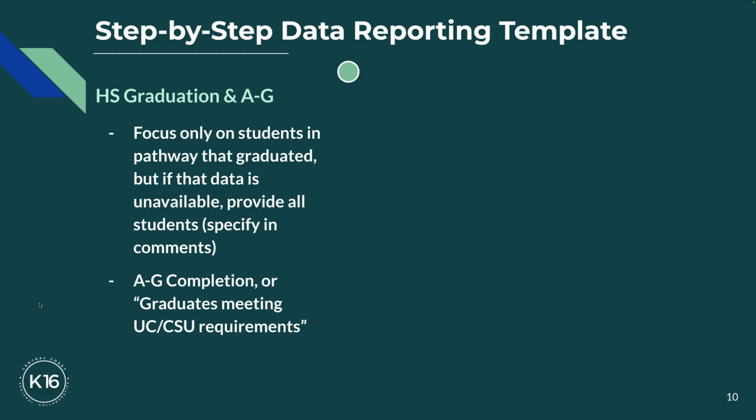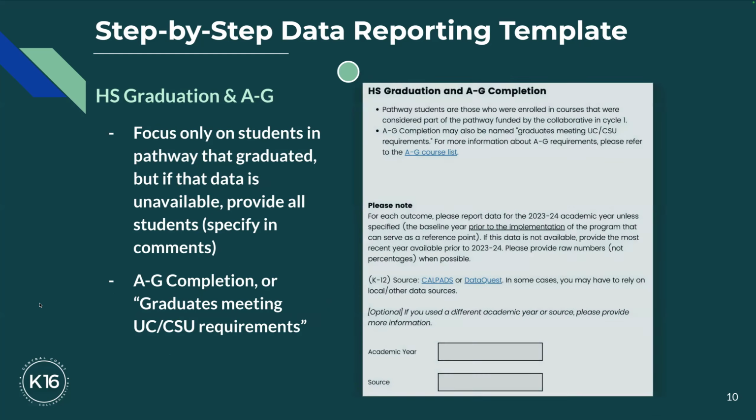This next section, we ask about high school graduation and A through G. As you'll see with this definition across a lot of these different metrics, pathway students are the ones we're thinking of as those enrolled in the courses that you selected in the first section.